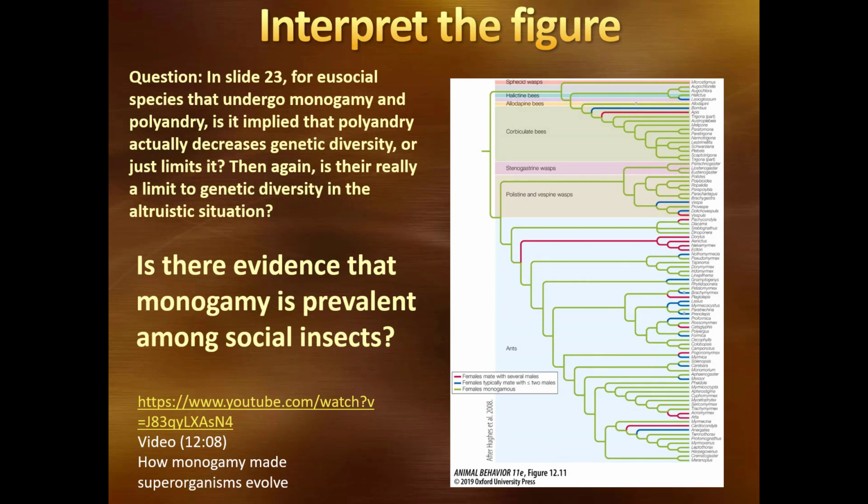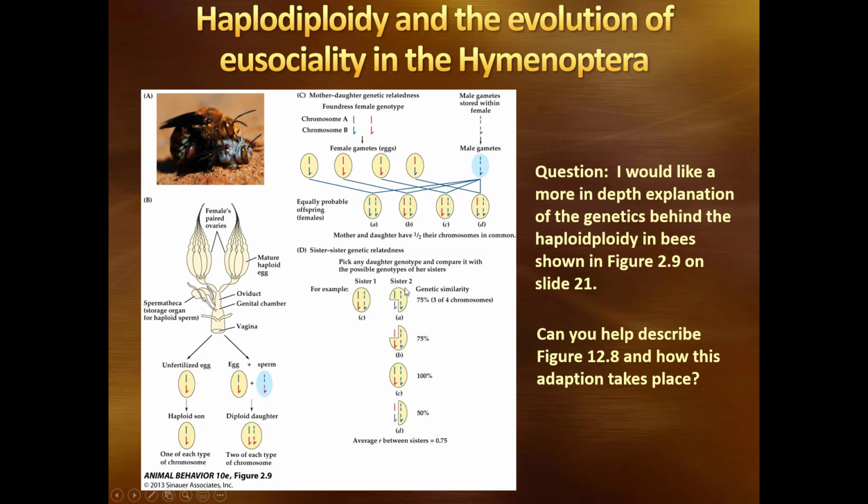This next question is kind of similar to that. Here you're asking, for eusocial species that undergo monogamy and polyandry, it's implied that polyandry increases genetic diversity, or just limits it. Okay, so here's the fundamental issue. Remember what the previous question was asking about haplodiploidy. If I go back there for a second, what we see is that we get this 75% relatedness only if we have a single male mating with a single female. So this 75% relatedness was contingent upon this female only mating with one male. If this female mated with lots of males and we had different chromosomes out here, this would not hold true. We wouldn't get that 75% relatedness.